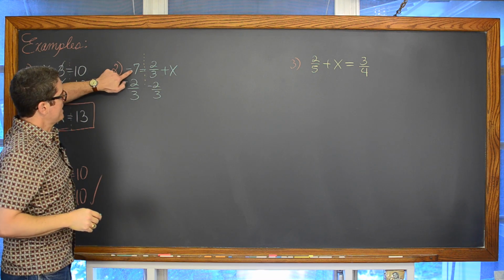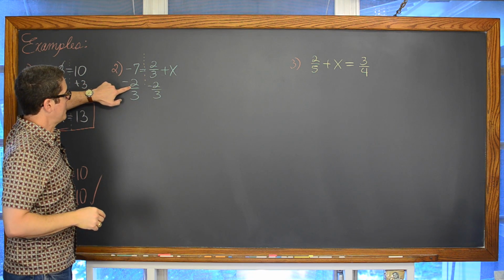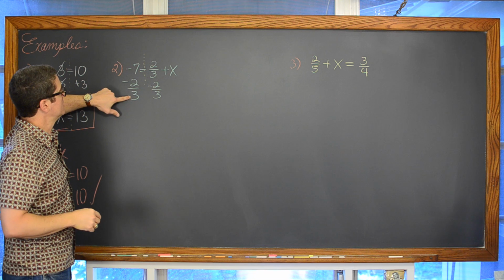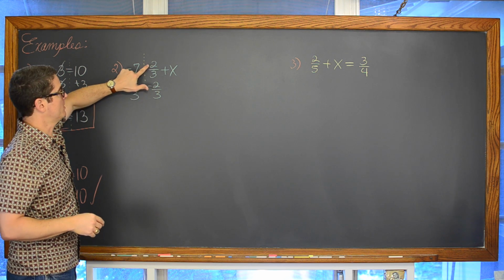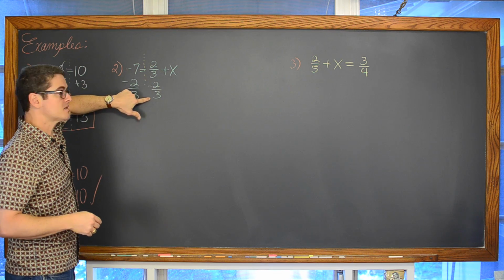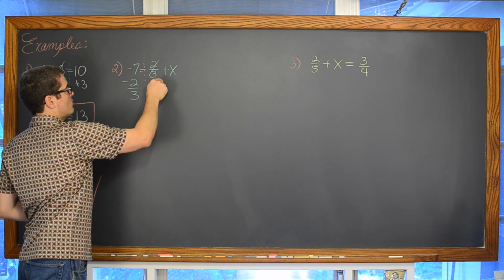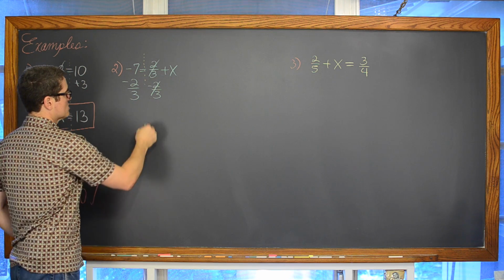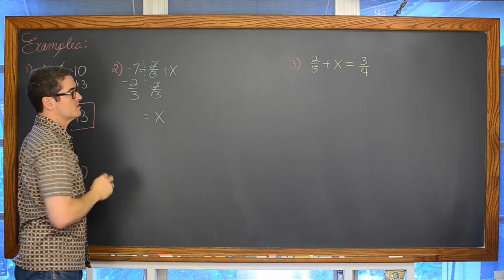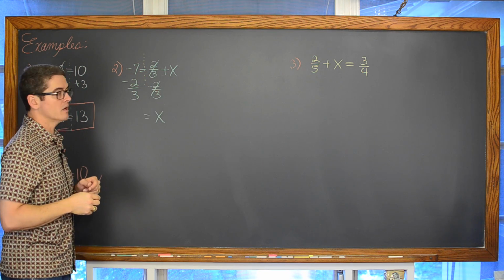Now we have negative 7 minus 2/3. And then on the right we have positive 2/3 minus 2/3. Well, anything minus itself is going to come out to be 0. That's why we're introducing this inverse math operation. So on the right-hand side, we are just simply going to have x because that comes out to be 0.